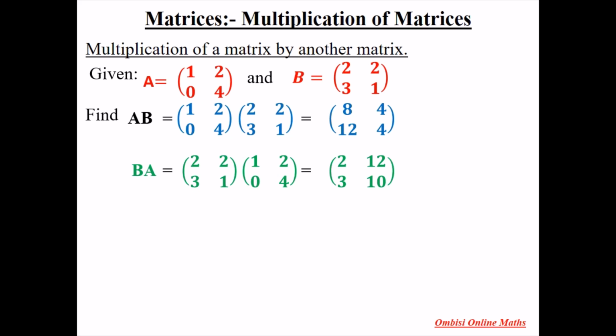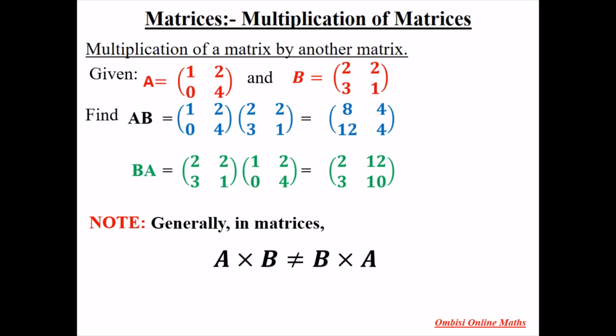Now, one thing you should note is that the first matrix AB gave us a different matrix from the second matrix BA. So, generally, what does this mean? There's something you have to note, that generally in matrices, when you take matrix A and multiply with matrix B, it is not the same as matrix B multiplied by matrix A. They are not the same. A multiplied by B is not equal to B multiplied by A.